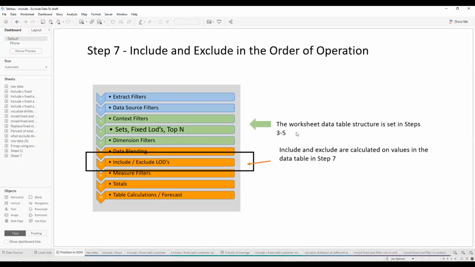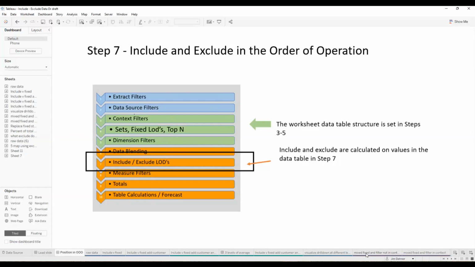Users usually say, I want to ignore the filter. I don't ever say that. You decide as a developer when you want to apply the filter. And so here, what we can do is write that fixed LOD, and we can apply the dimension filter after we've calculated the LOD. But notice where the include and exclude statements are. They're down here in step 7. And those include and exclude statements will always be affected by the filter, whether it's a dimension filter or whether the filter is in context.